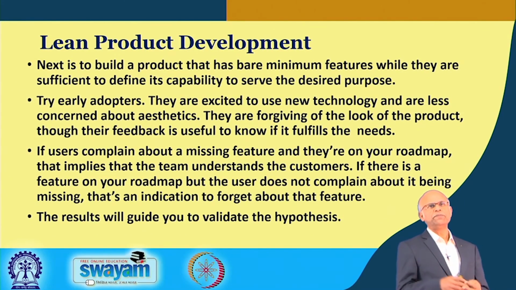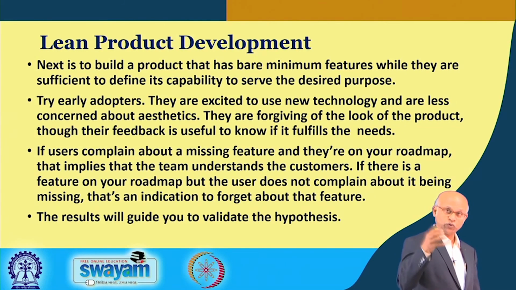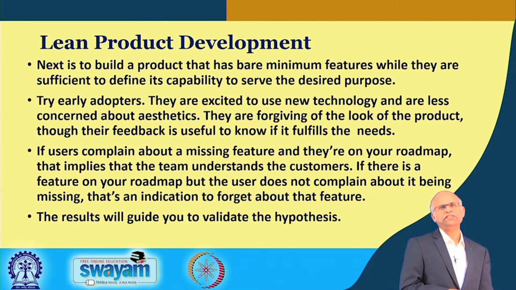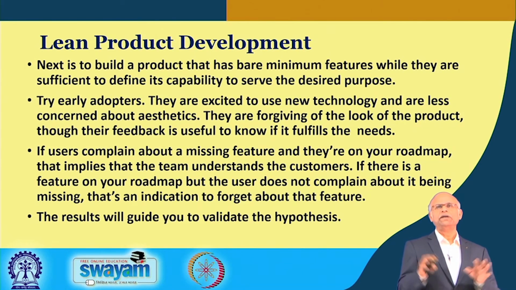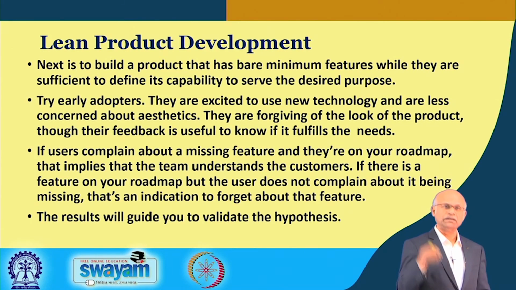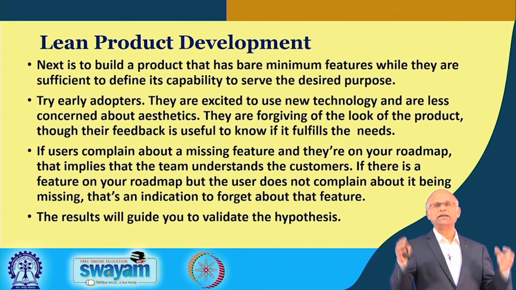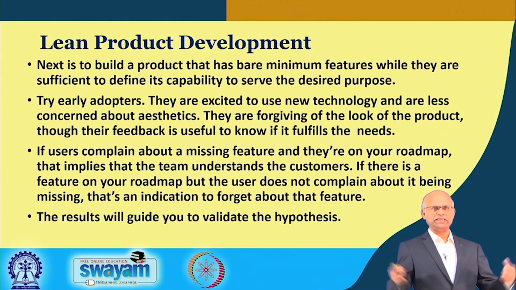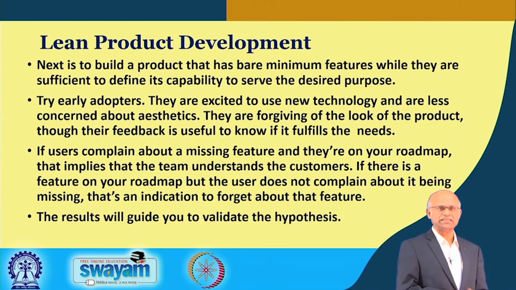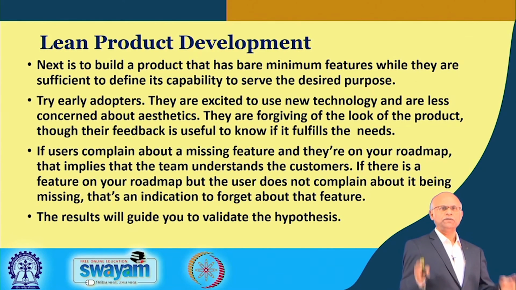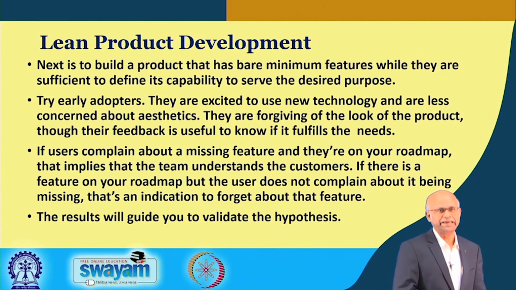Next is to build a product that has bare minimum features, the key features, core features, while they are sufficient to define its capability to serve the desired purpose. Try early adopters, because they are excited about new technology, they are less concerned about aesthetics. They are forgiving, meaning that even if the product does not look nice, they do not care about it. They are forgiving about the look and feel of the early product, provided it fulfills their need.